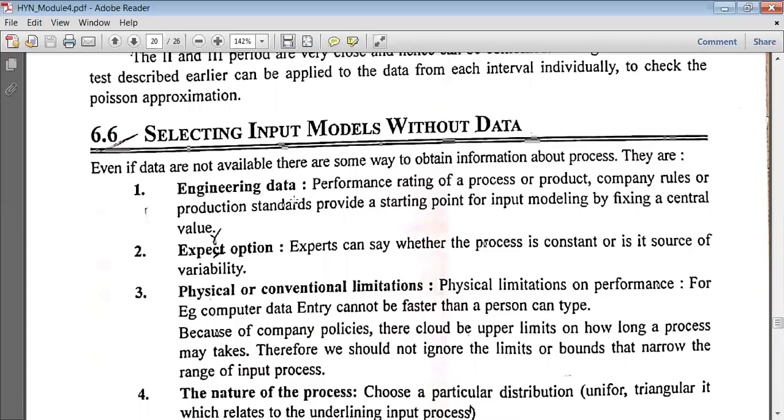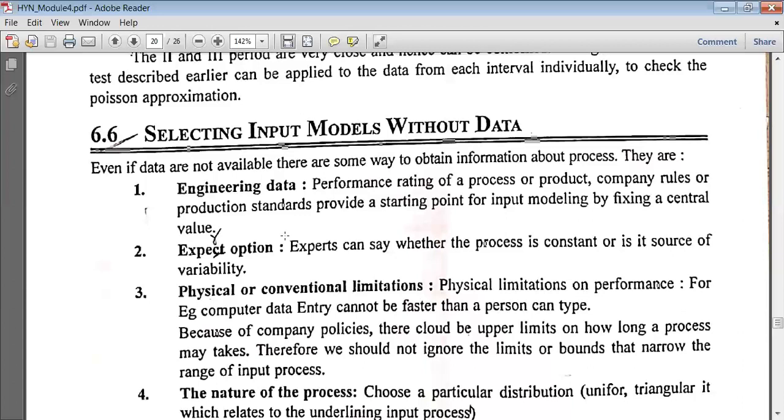The first method is engineering data. This is the performance rating of a process or a product. Based on the rating of a process or a product, the company rules or production standards provide a starting point for input modeling by fixing a central value. So what do we mean by engineering data? Engineering data is whatever data is collected by making use of the ratings of a process or of a product, or any company rules or production standards, in order to fix the starting point for input modeling.